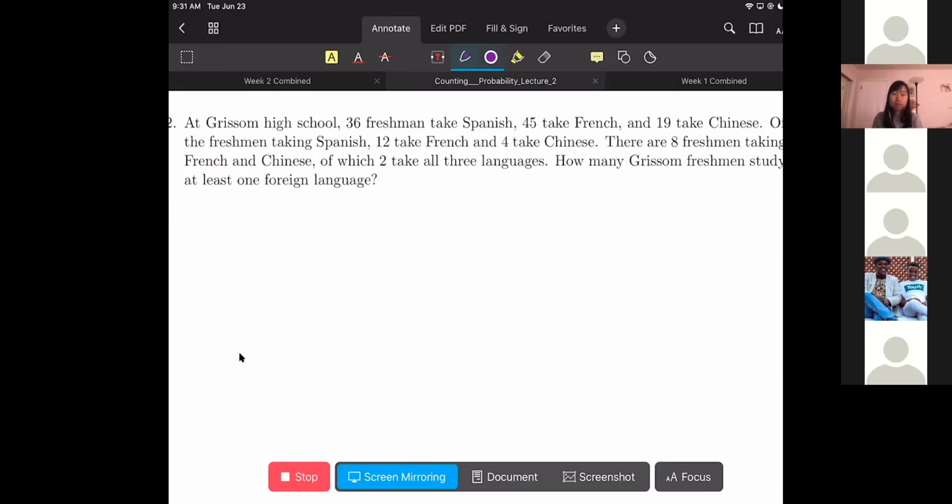So it will be 36 plus 45 plus 19 minus, into bracket, 12 plus 4 plus 8, then close the bracket, plus 2. Right, so this is just principle of inclusion-exclusion applied to 3 sets. So if we write out this arithmetic, I think we will get 78. You guys can check.